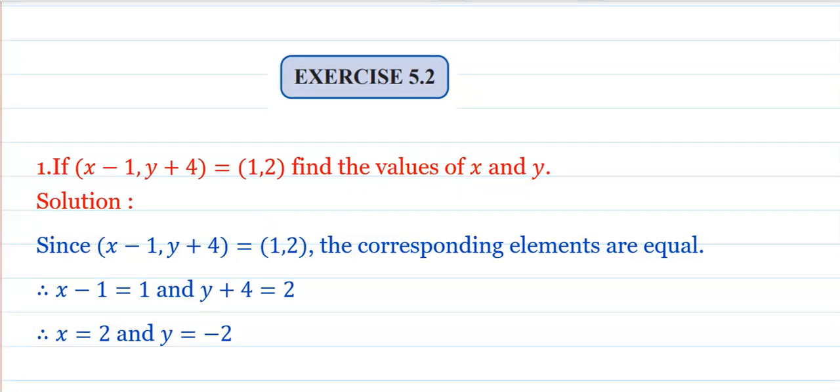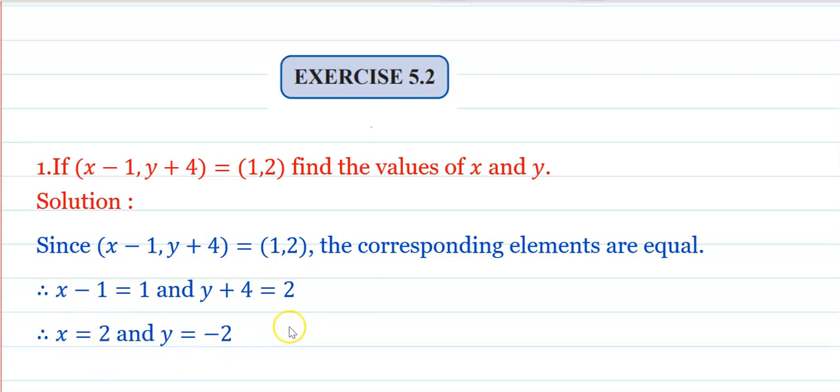Now we will start the exercise 5. Now the first example, if (x minus 1, y plus 4) is equal to (1, 2), find the values of x and y. Now the solution: since (x minus 1, y plus 4) is equal to (1, 2), the corresponding elements are equal, therefore x minus 1 is equal to 1 and y plus 4 is equal to 2, and hence you will get x is equal to 2 and y is equal to minus 4.